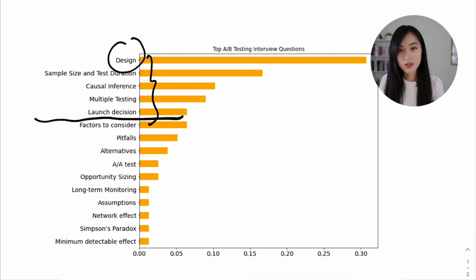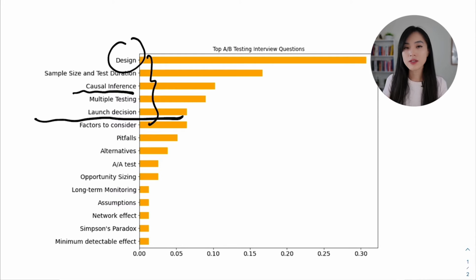This type of question is straightforward. It asks you to calculate the sample size and the duration of the test. The third common question is causal inference. Causal inference questions can also appear in the interview because it's a method that can be considered when A/B testing is not feasible. This type of question is more common when you interview with a company that employs a two-sided marketplace or three-sided marketplace business model, such as Uber, Lyft, and DoorDash.